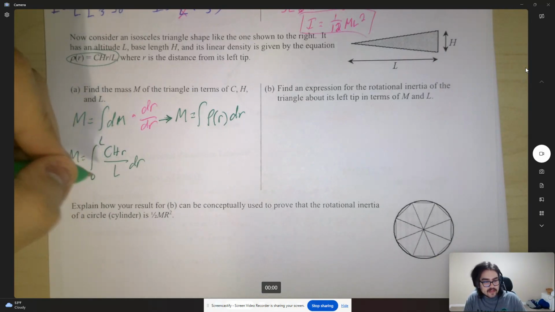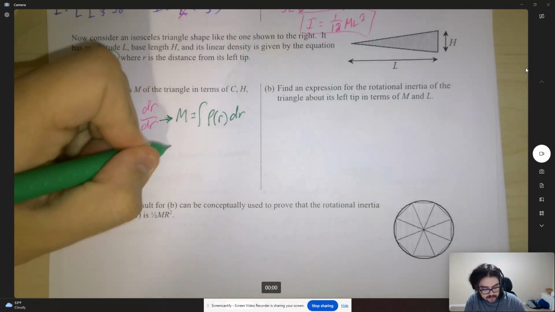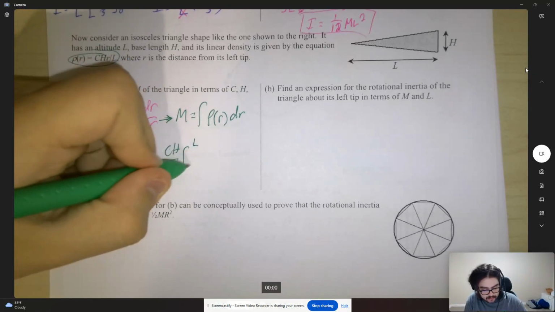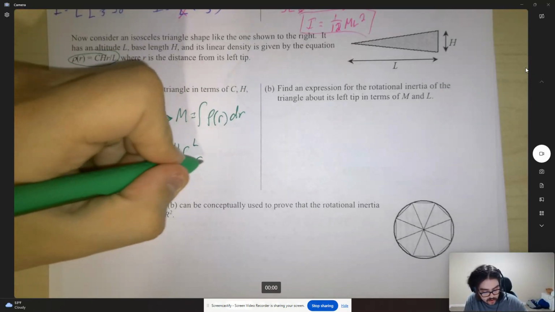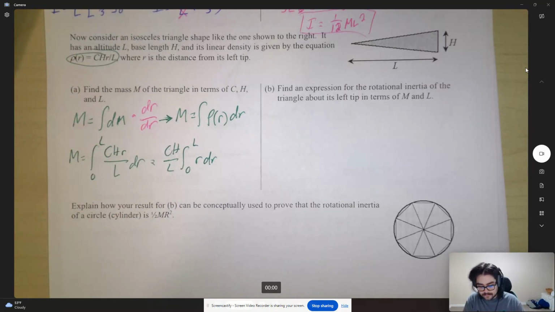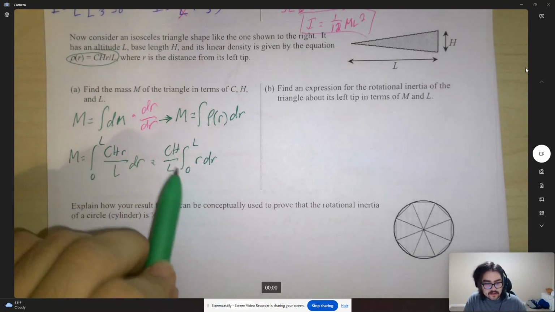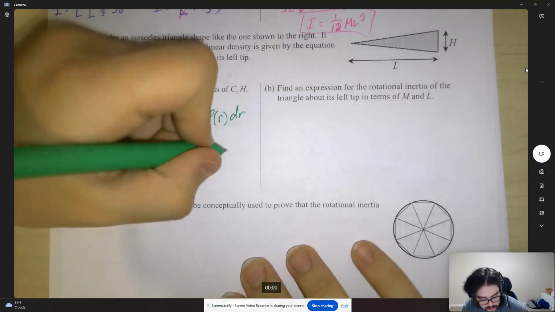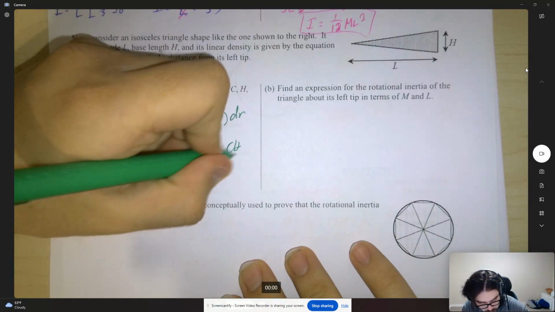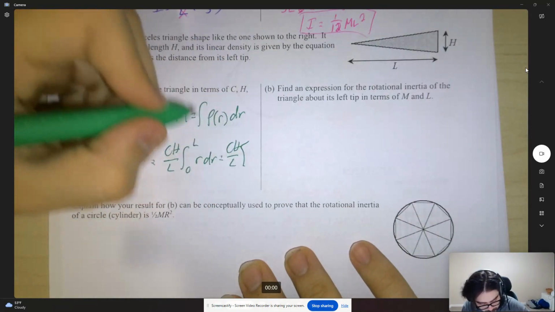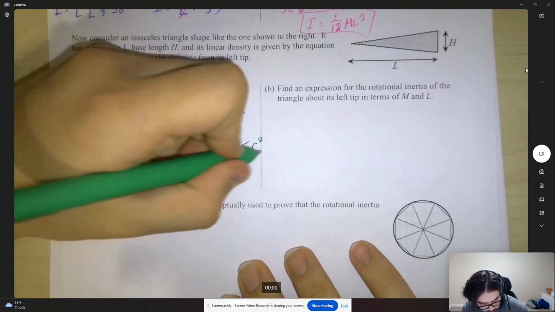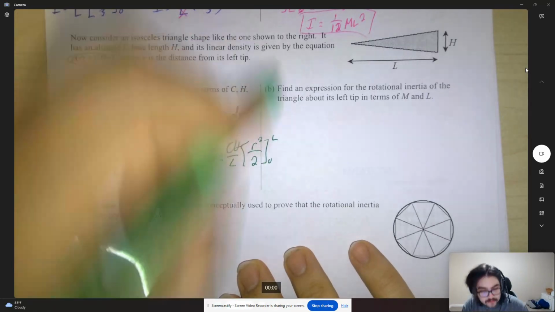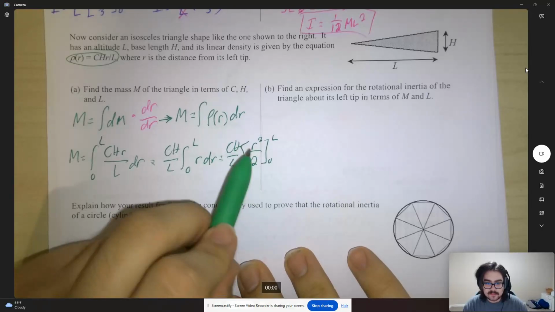And you'll notice that CH over L is constant, so this really just becomes CH over L integral from 0 to L of r dr. Okay. And then all you've got to do is integrate the r, and it's not that bad. So you would just do CH over L. The fundamental theorem of calculus is what you would do next. Okay. And you'll notice that when you apply the zero bound, this becomes zero, so it really doesn't matter.